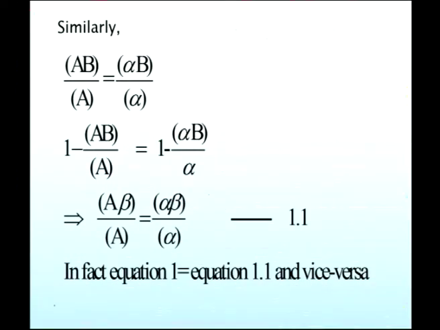Similarly, AB by A is equal to alpha B by alpha, again taking the negative part on both sides. 1 minus AB by A is equal to 1 minus alpha beta by alpha. Okay. Therefore, A minus AB gives you A beta by A, and 1 minus alpha B gives you alpha beta by alpha. In fact, the equation 1 and equation 1.1 are equal to each other, and then vice versa.